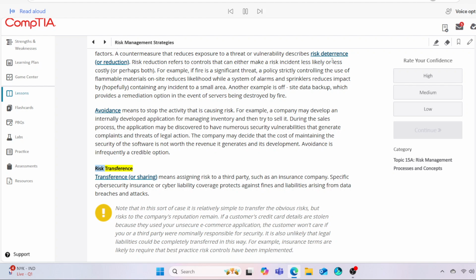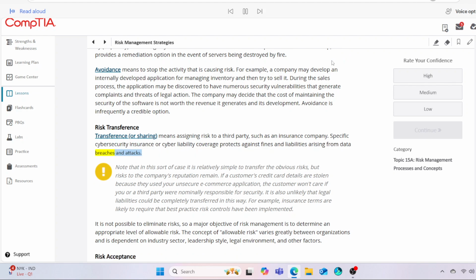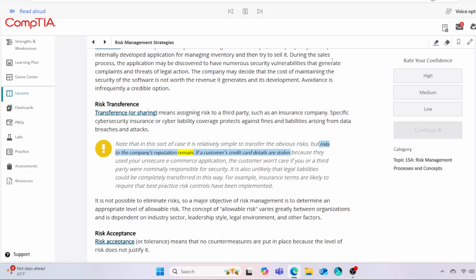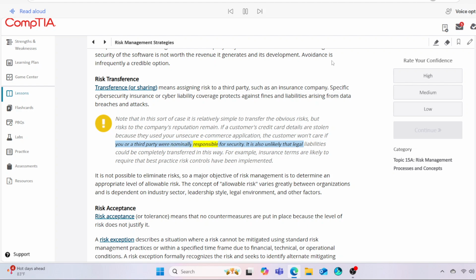Risk transference. Transference or sharing means assigning risk to a third party, such as an insurance company. Specific cybersecurity insurance or cyber liability coverage protects against fines and liabilities arising from data breaches and attacks. Note that in this sort of case, it is relatively simple to transfer the obvious risks, but risks to the company's reputation remain. If a customer's credit card details are stolen because they used your unsecure e-commerce application, the customer won't care if you or a third party were nominally responsible for security.